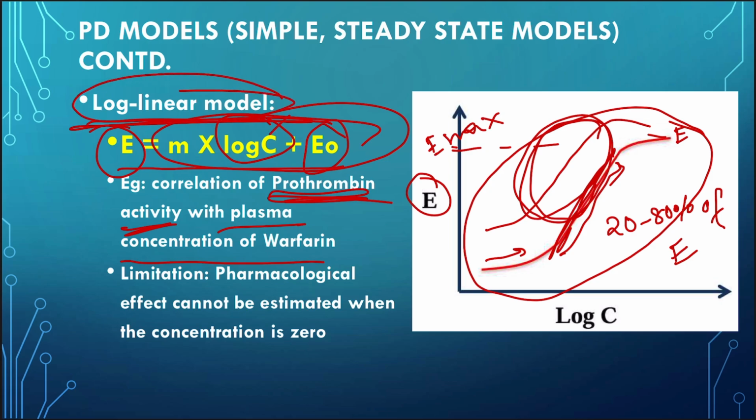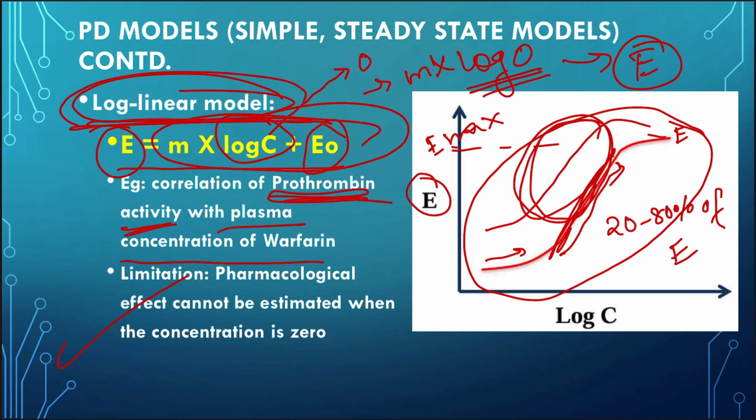When the concentration of the drug is 0, we get M into log 0, and log 0 is undefined. That is the reason we will not be able to find out the effect when the concentration of the drug is 0. Because of the logarithmic function, we will not be able to find it out. So this is one limitation of the log linear model.